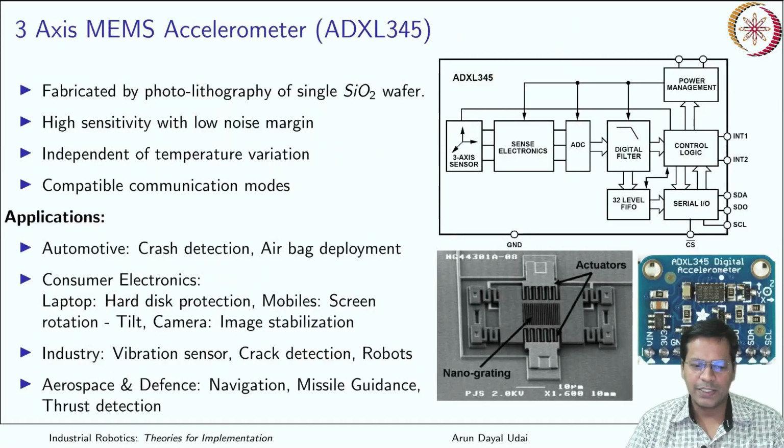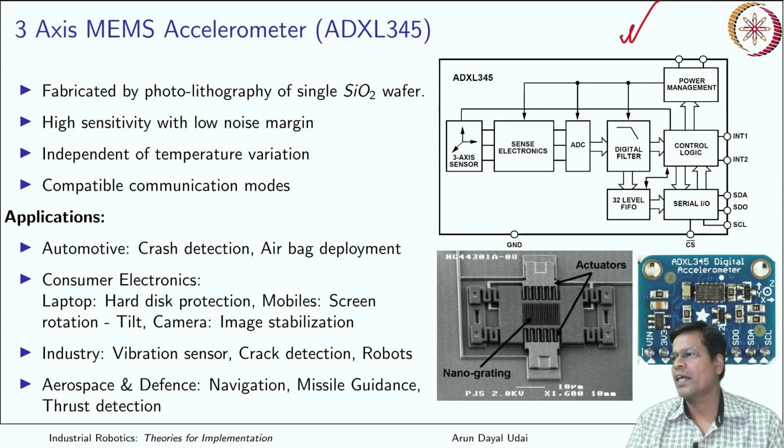So what goes behind here is something like this. This circuit which you are seeing here is of the 3-axis MEMS accelerometer ADXL345 made by Analog Devices.